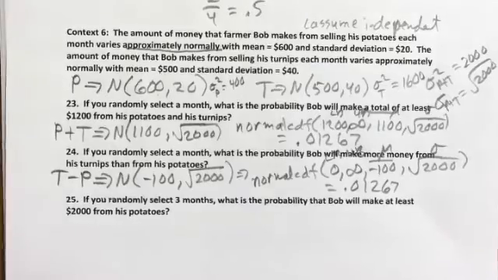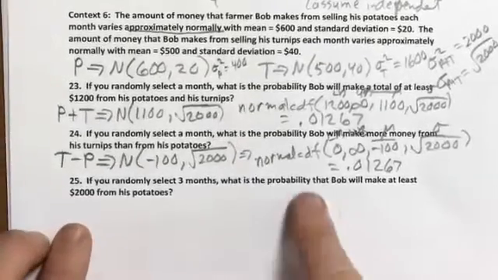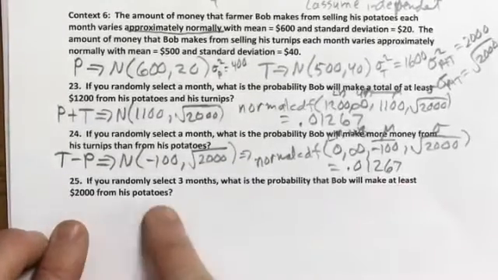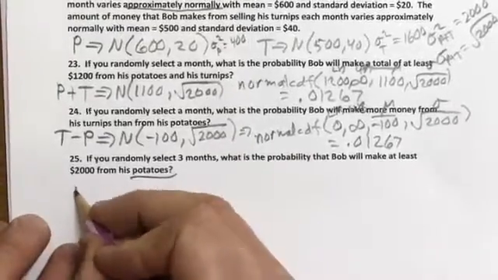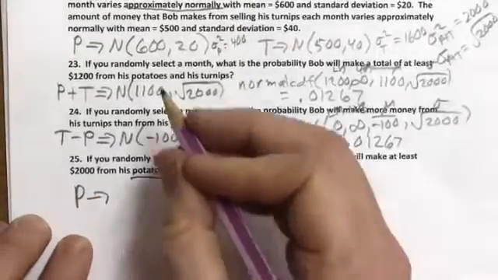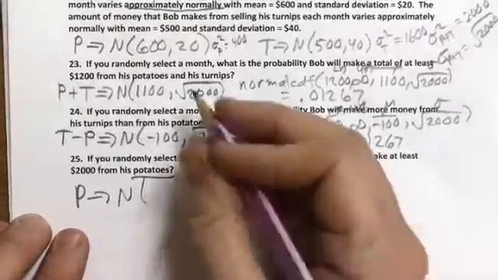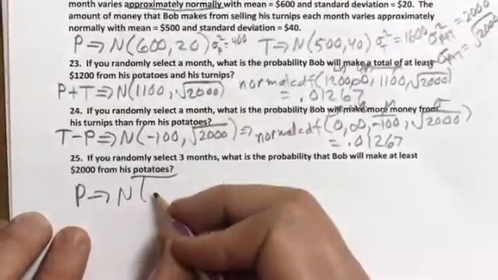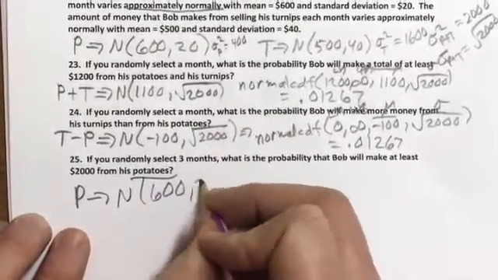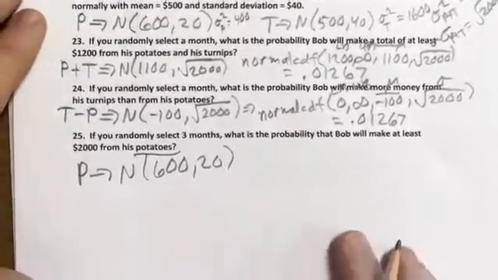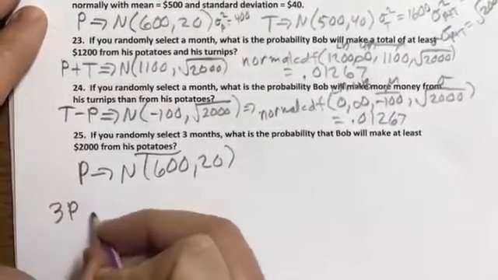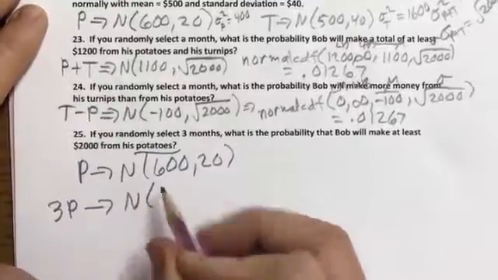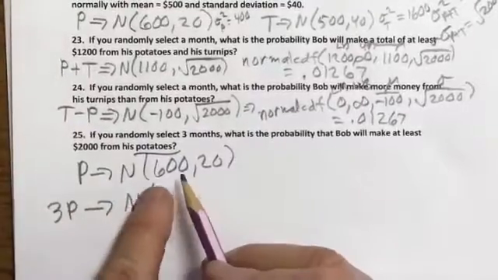And then the last problem: if you randomly select 3 months, what's the probability that Bob will make at least $2,000 from potatoes? So now we aren't worrying about the turnips, just the potatoes, which vary for 1 month, very normally, with a mean of $600, standard deviation 20. So what about 3 months?